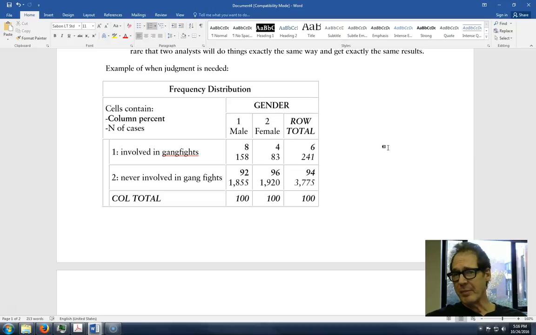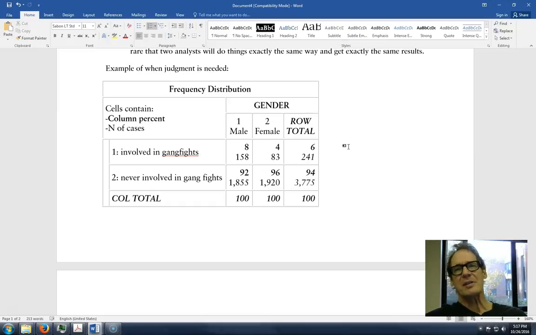Another way of looking at this table is to say that the males are twice as likely as females to have been involved in gang fights, 8% versus 4%. They're twice as likely. Now, if you say it that way, it sounds like a big difference, right? If I say there's only a 4% difference between men and women, it sounds like not very much. If I say that men are twice as likely as women, now it sounds like a lot. It sounds significant. So which interpretation is correct? Is it a trivial little 4%, or is it twice as much?